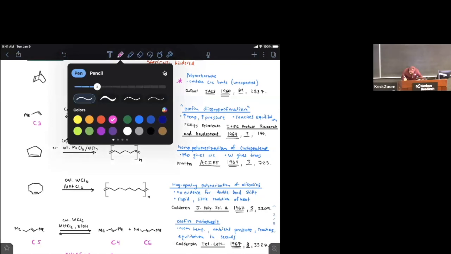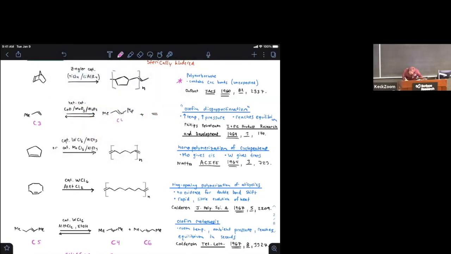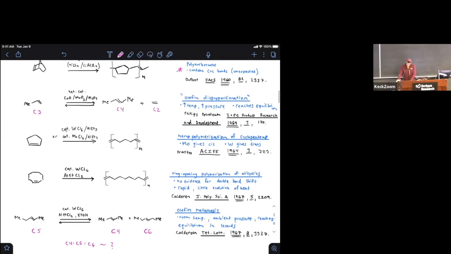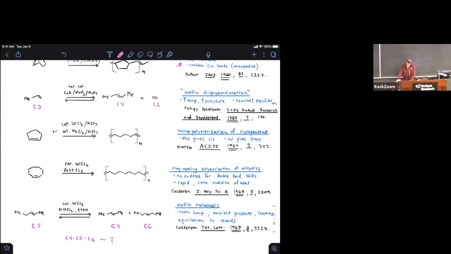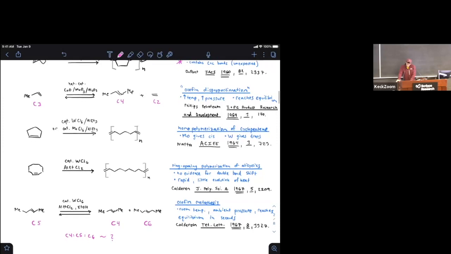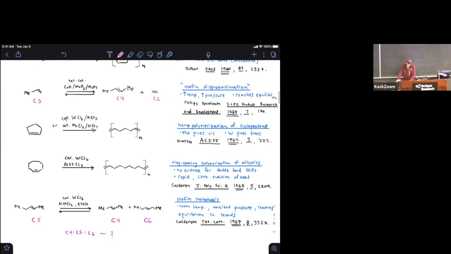Where propylene, the C3 feedstock, was converted to corresponding C4 and C2 products, 2-butene and ethylene, respectively. And at higher temperature and pressure, this process can reach equilibrium.